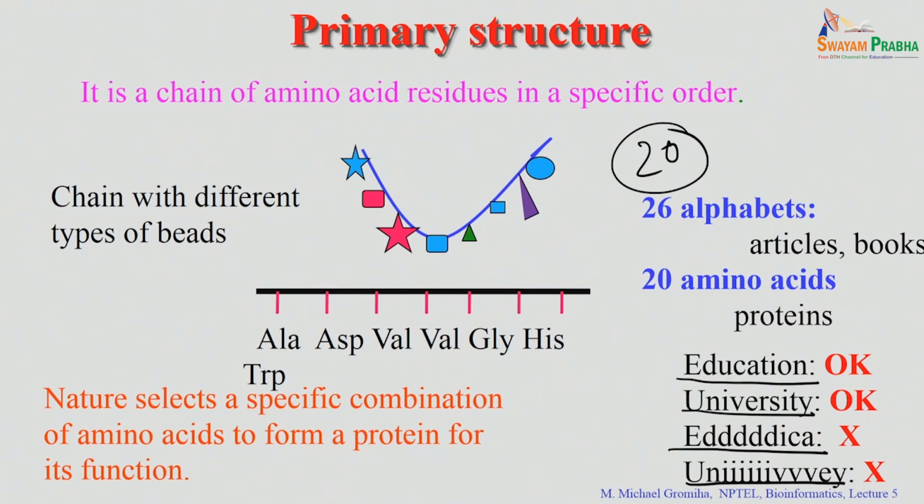Likewise, proteins are formed by different amino acid residues, but there should be some specific combinations, right. And then again if you see in this chain, this is the main chain, like a chain of beads. This is common for all the amino acids; this is called the main chain. And here the beads are different; these are called the side chains.